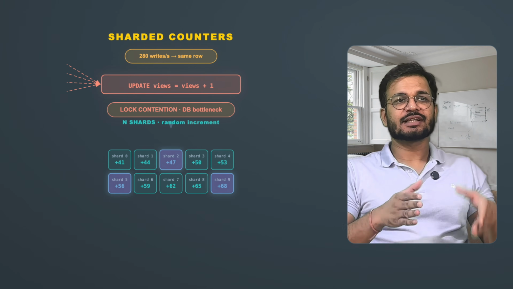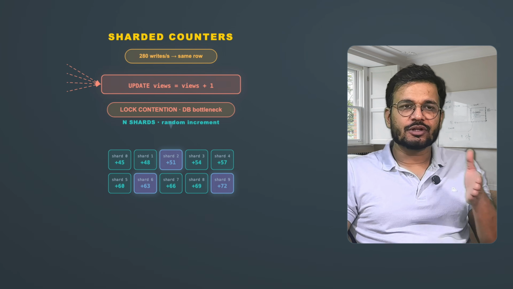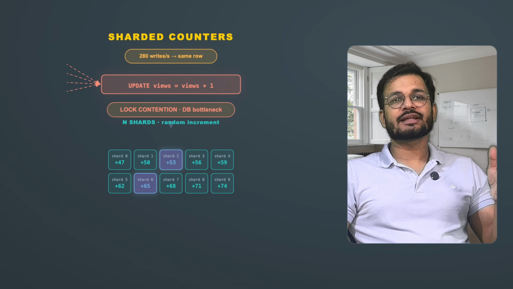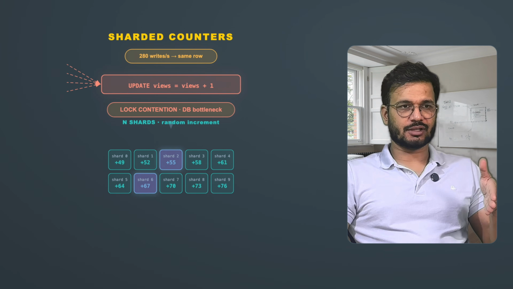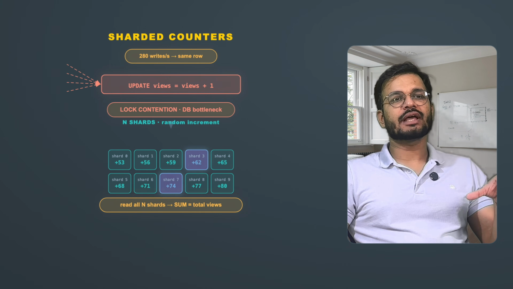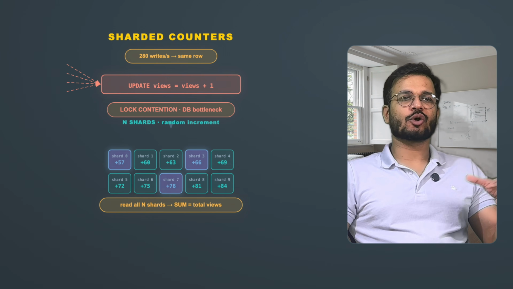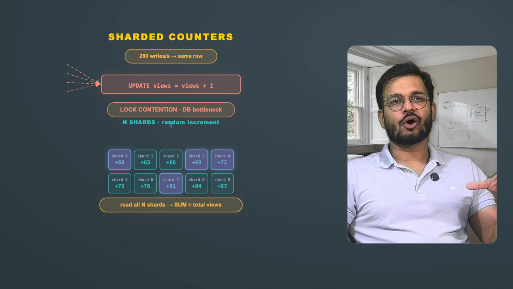The solution is sharded counters. Instead of one counter, you have n counter shards. When a view event comes in, you pick a random shard and increment it. To get the total, you read all the n shards and sum them. This distributes the write load across n database rows or cells.